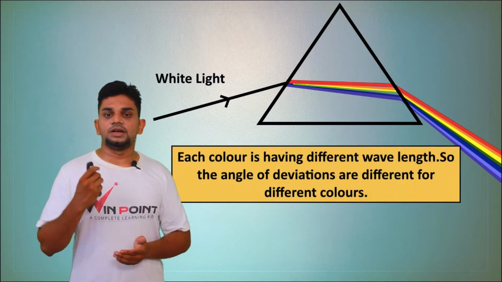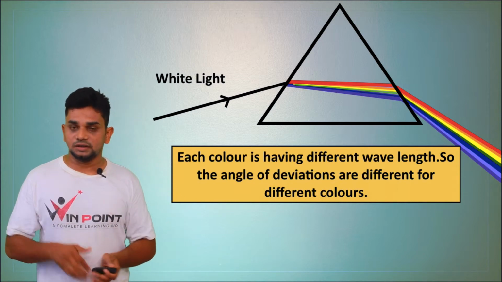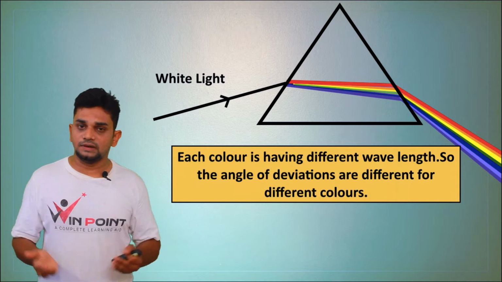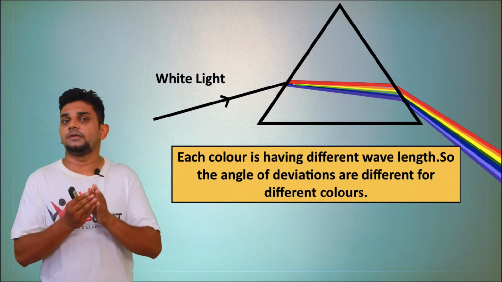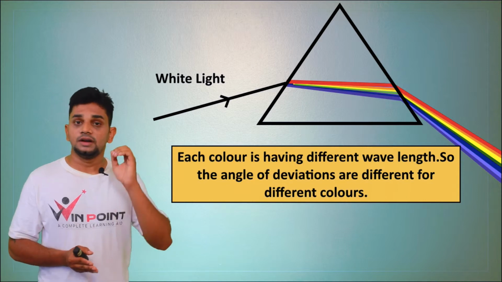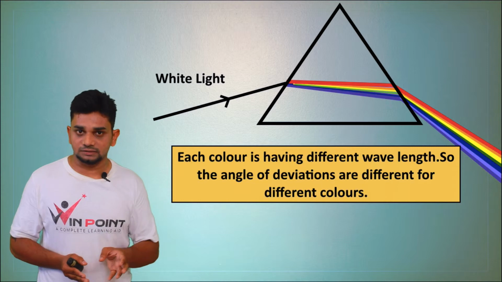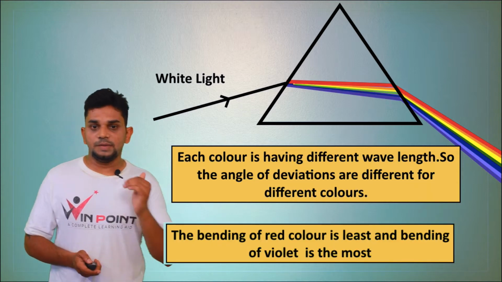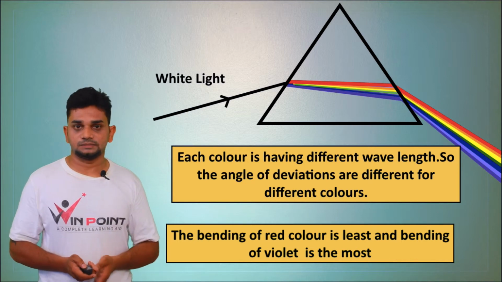Each color has a different wavelength, so the angle of deviation is different for different colors. That is the reason for splitting. So what is the reason for dispersion? Dispersion is taking place because of the change in wavelength. The bending of red color is least and the bending of violet color is the most.